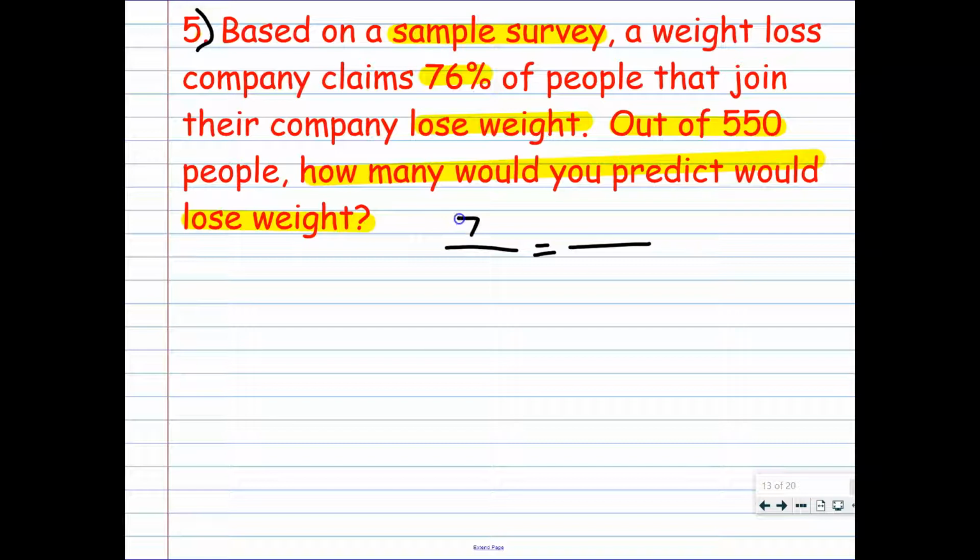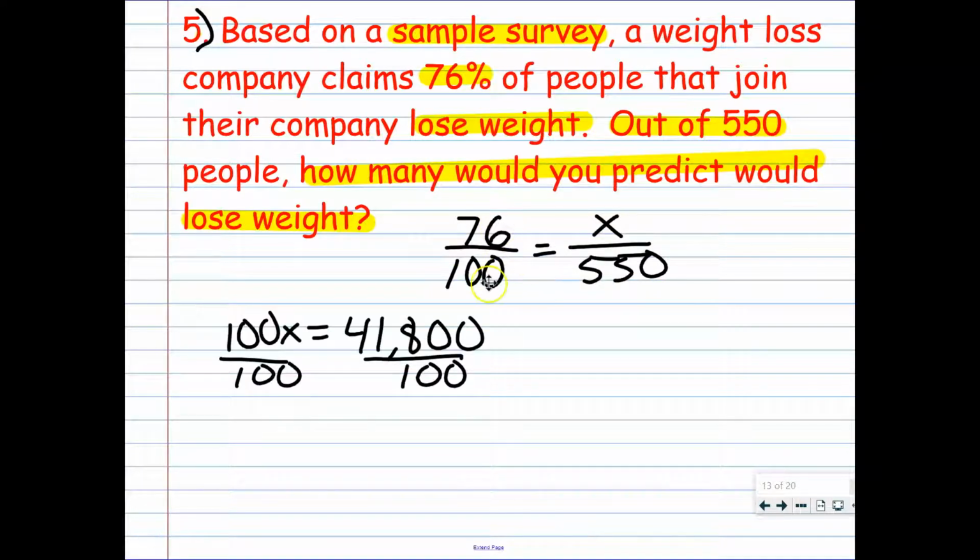And how do we write 76% as a fraction? Percent means per 100, so it's 76 over 100. So there's our sample. And then it says out of 550, how many would you predict lose weight? So that means 550 is our whole population of people, and we want to know how many would lose weight. There's not really an easy relationship here, so we're going to have to do the whole cross-multiplying thing.